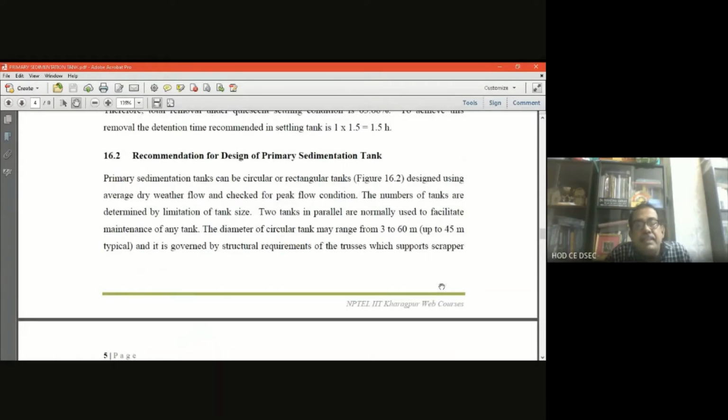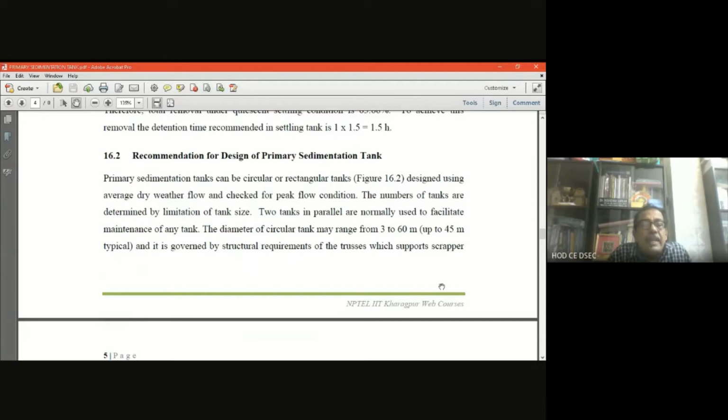Now, primary sedimentation tanks, both circular and rectangular, are the two possible geometric shapes, and I will show you the figure. Basically, it is designed using the average dry weather flow, but checked at peak flow condition, to see whether the design is safe at the maximum peak flow, that is, in the monsoon time. But generally it is designed using the average dry weather flow and checked at peak flow condition.